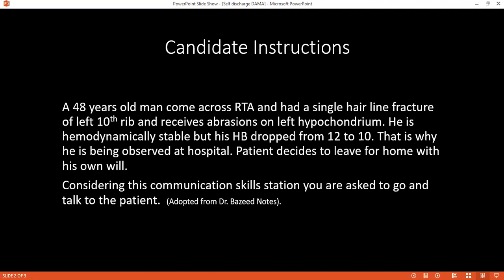Yeah, they said I have this rib fracture and all. But I'm feeling fine, doctor. So I think I'm feeling totally fine. I have mild pain, but it's fine. So I want to leave.